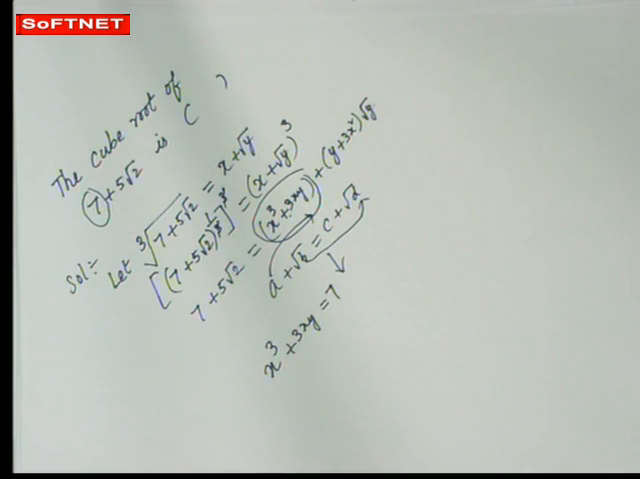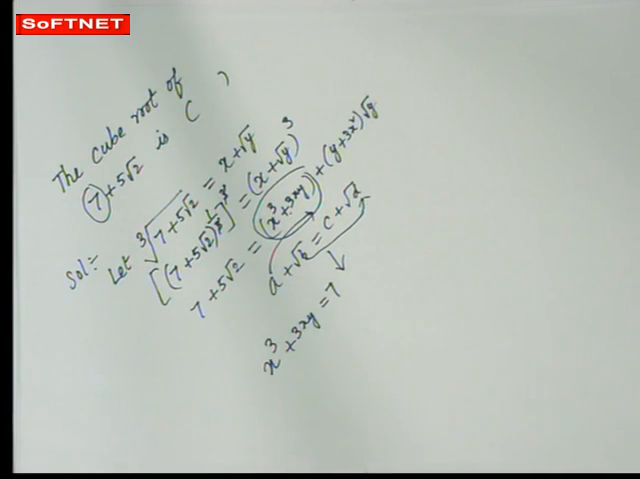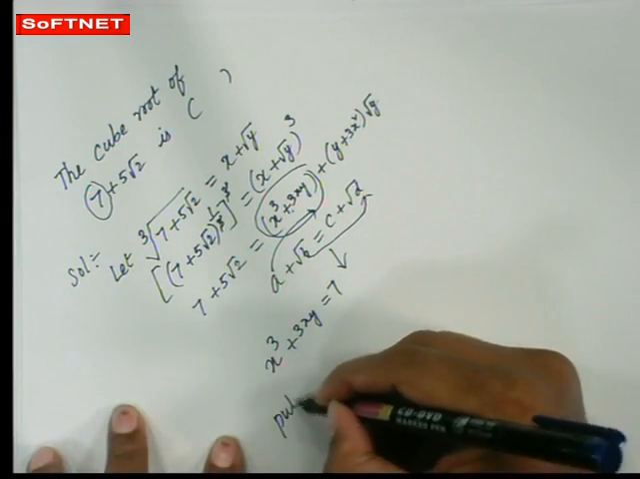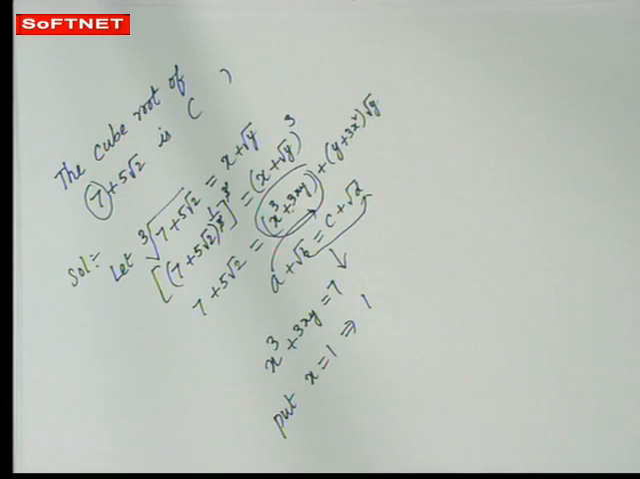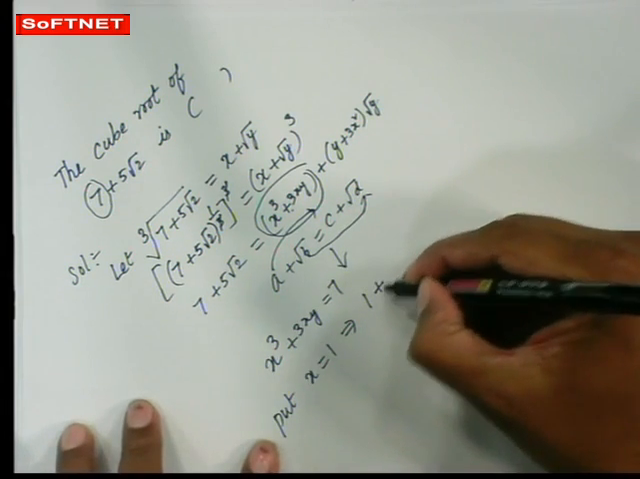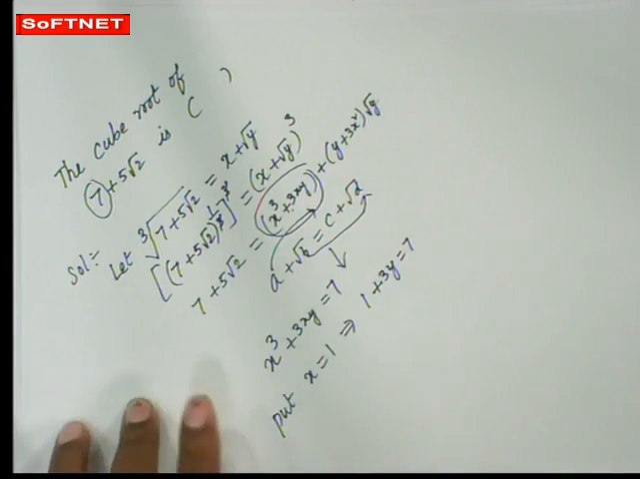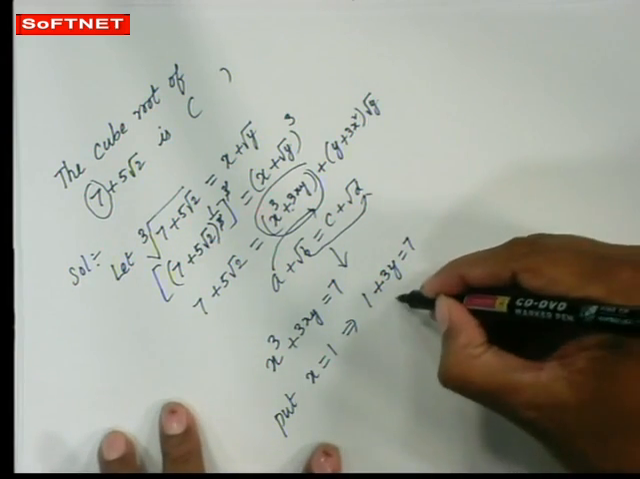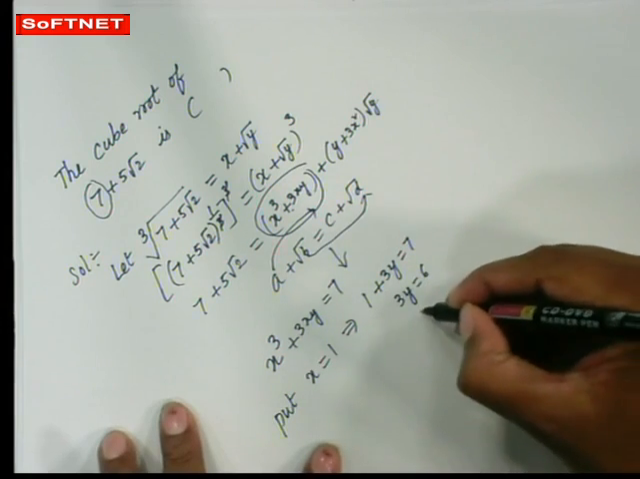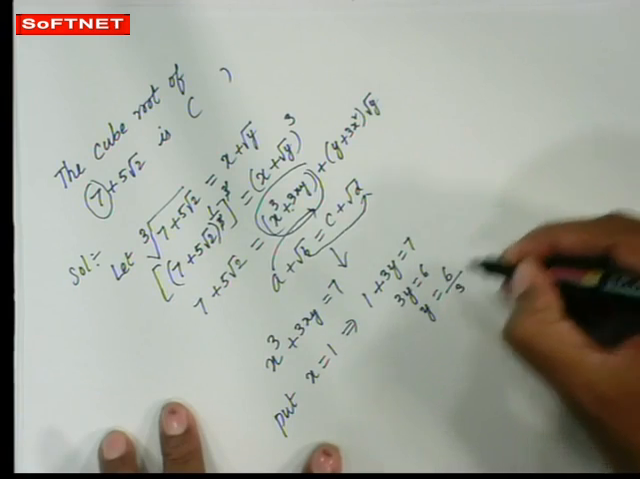Now from this we have to find the x and y values. That I will explain, that is nothing but the shortcut for us. First, this problem should be done using the trial and error method. First put x is equal to 1. Now what do you get? 1 cube is 1, plus 3y, equals 7. This is 3 into 1, that is 3y. Now it is a simple linear equation in y. 3y is equal to 6, y is equal to 6 by 3, that is 2.